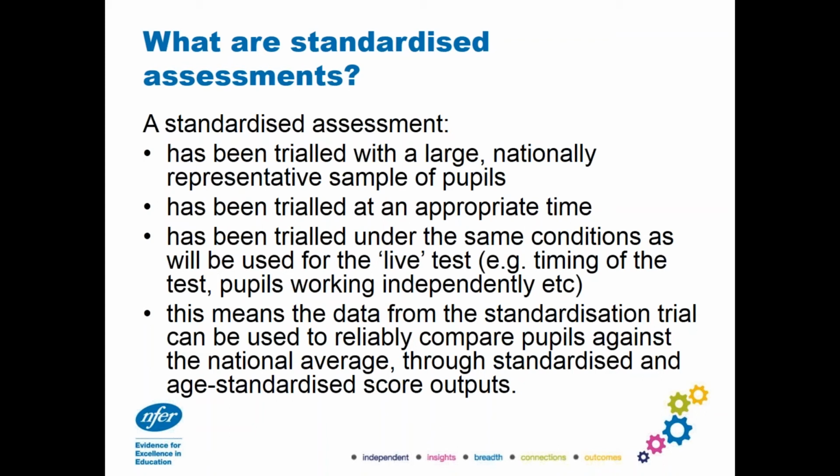We use this data in two ways. We use it to make sure that our items are working as we expect them to, that our final assessment is reliable and valid, and also so that we can use that data to produce standardised and age-standardised scores. And it's those scores that teachers can use to measure attainment and to monitor progress. So as you can imagine, it's really, really important that the data on which those scores are based is reliable to make sure that those scores are as accurate as they can be to really support teachers in their classroom management.